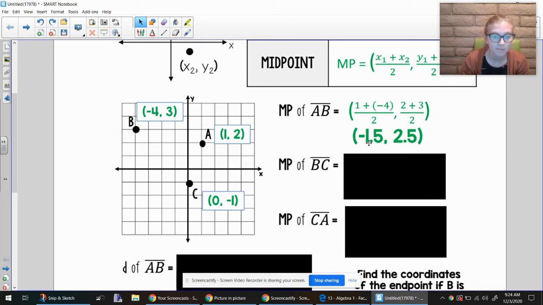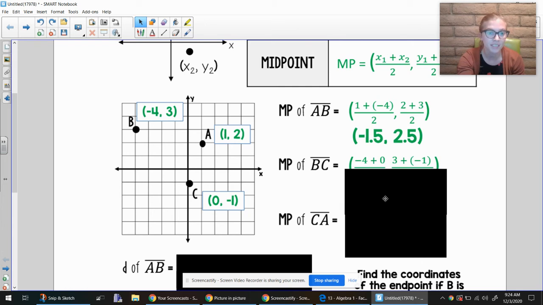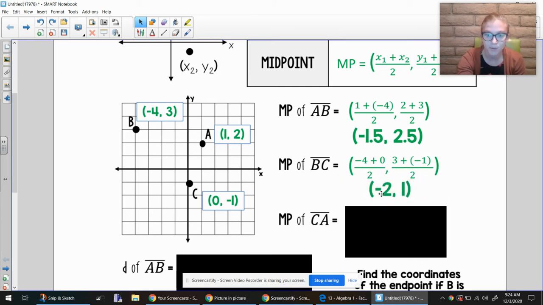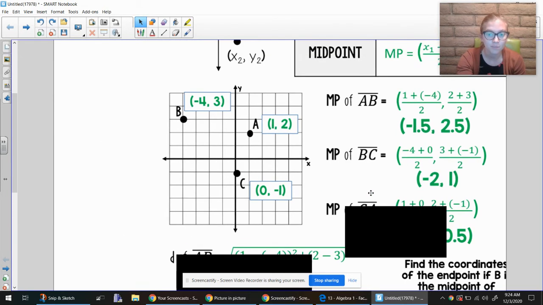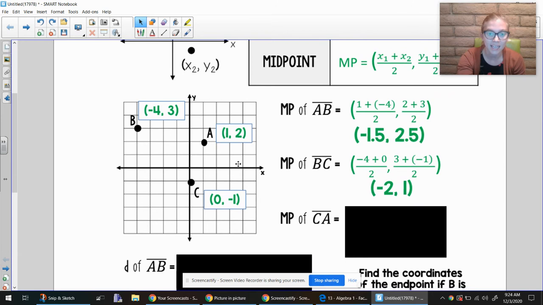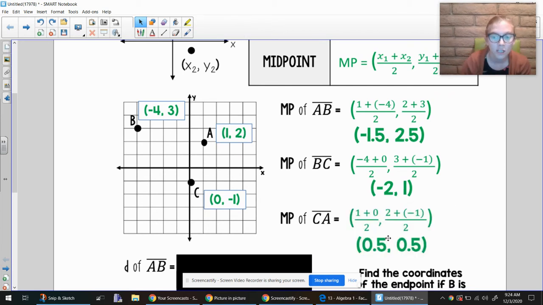To find the midpoint of BC, we're going to find the average of the x's and the average of the y's. So (negative 4 plus 0) over 2 and (3 plus negative 1) over 2 gives us the point (negative 2, 1). Finally, to find the midpoint of CA, we're going to find the average of the x's and the average of the y's, which is (0.5, 0.5).